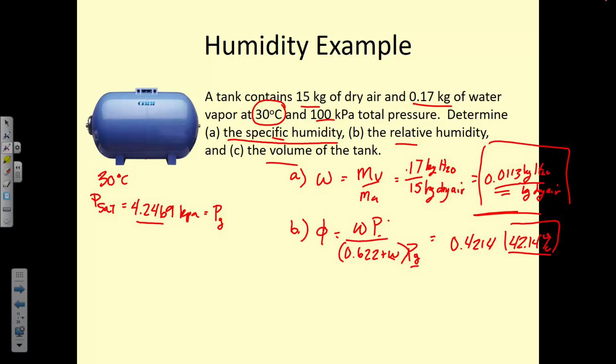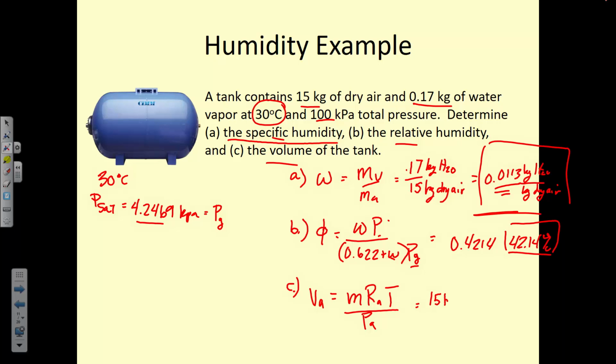Okay, so then for the volume, we can calculate it two different ways. We presume that the volume of the air and the volume of the water vapor are the same. So if we treat either as an ideal gas, we can say that the volume of the air is m times the R of the air times T over the pressure of the air.